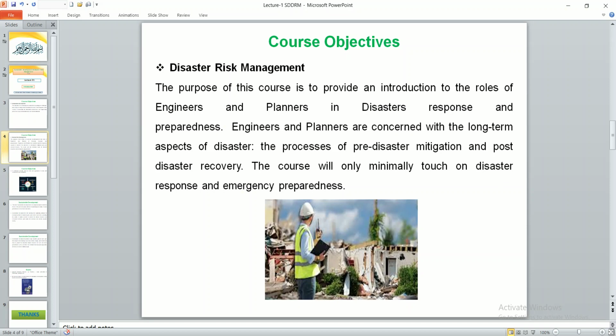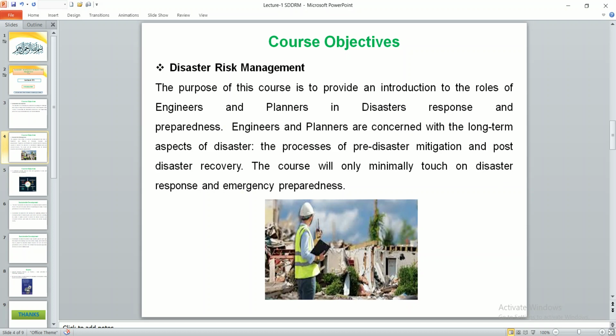The purpose of this course is to provide an introduction to the role of civil engineers and planners in disaster response and preparedness, so that they can respond, reduce the risk of disasters, and mitigate them, and in case a disaster occurs, know what the response of the community should be. The planners and engineers will play an important role in this solution.